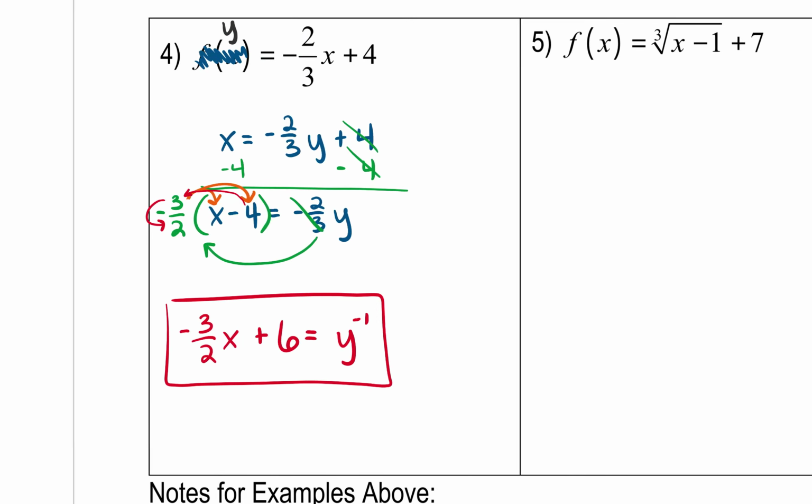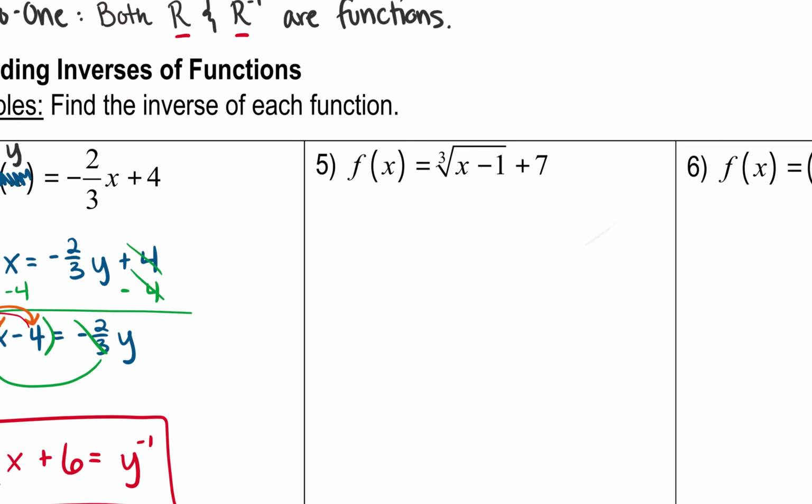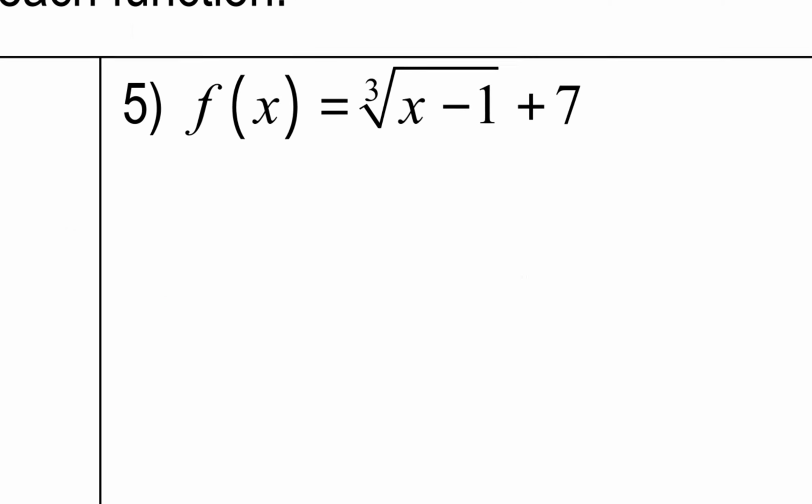So on all of these, your answer should be y to the negative 1 equals, and then whatever it is, right? And that's it. So I switch x and y, solve for y, and I'm done. Alright, so now you're thinking, oh man, look at that, it has a cube root. How in the world? Well, let me show you.